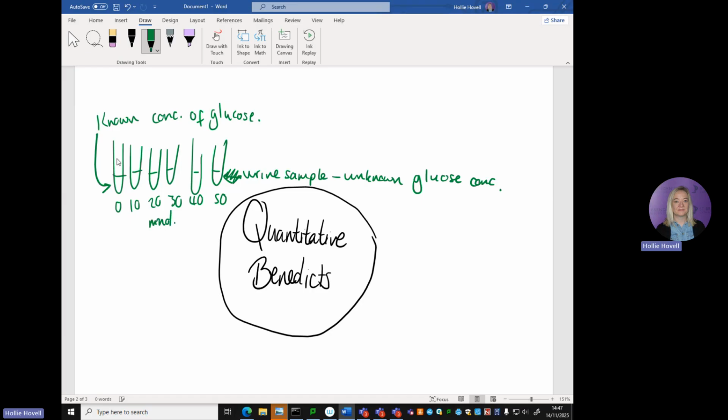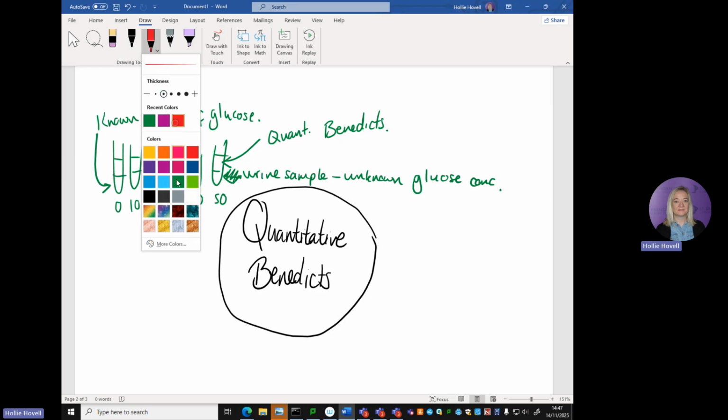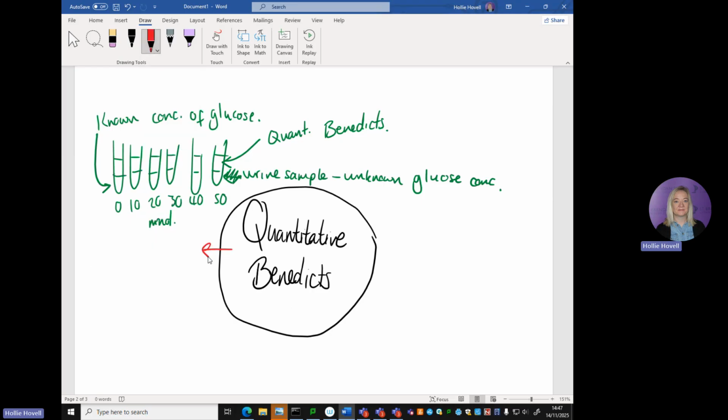Okay? And then in the top, we added our Benedicts, and the Benedicts was a different type of Benedicts to what we used before. This was called quantitative Benedicts. So the first thing that we needed to do in this experiment is measure, using a pipette, the known concentrations of glucose and the quantitative Benedicts. So the first source of error could have been in measuring those volumes incorrectly.